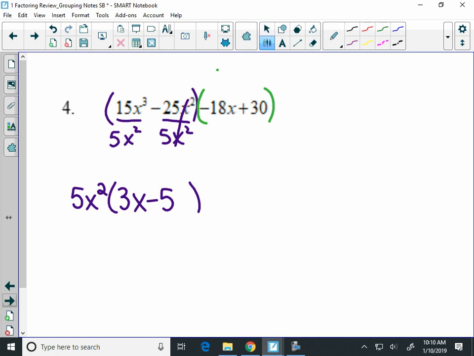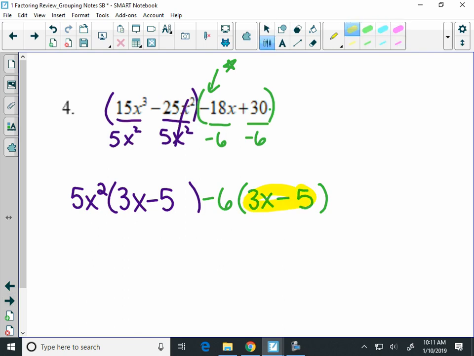On this side, notice again, I'm starting with a negative, which means my GCF is going to be negative. Negative 18 and 30 both have a negative 6 in common. There's no variable because the 30 doesn't have an x. So when I pull out a negative 6, a negative divided by a negative is going to be a positive 3x, but positive 30 divided by negative 6 is going to be minus 5.